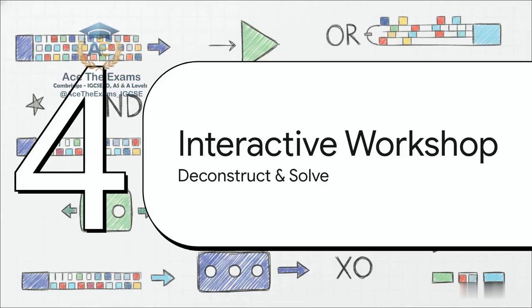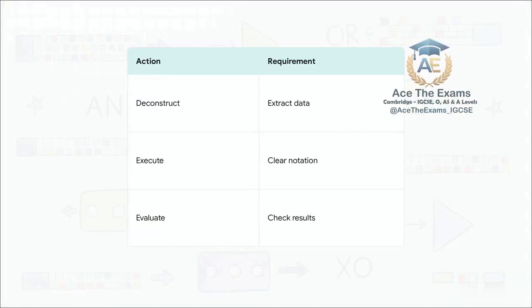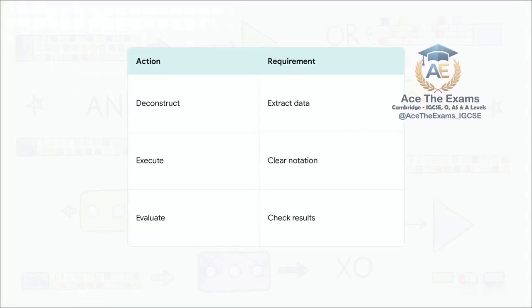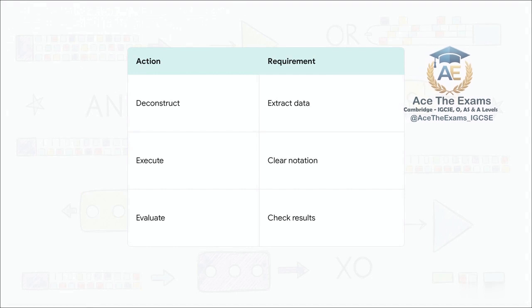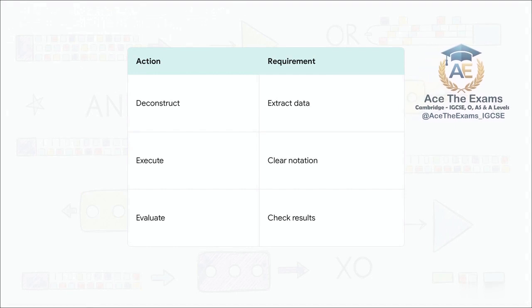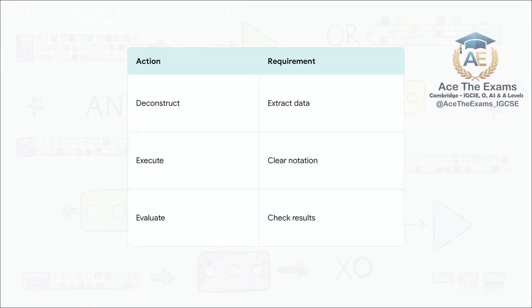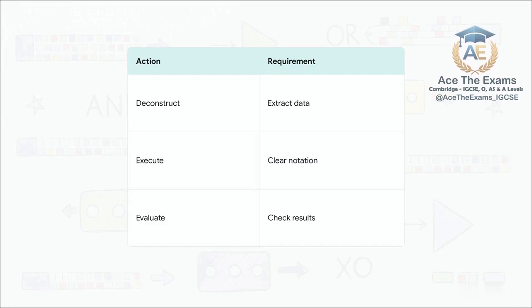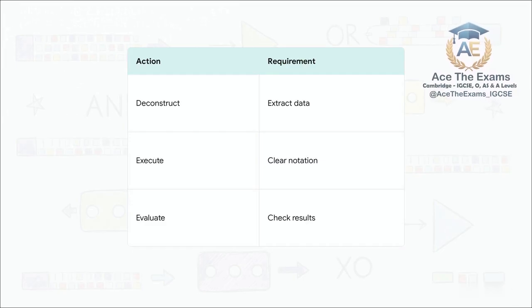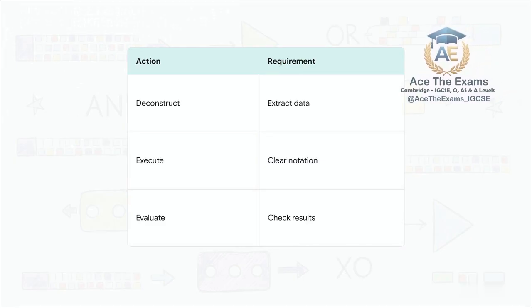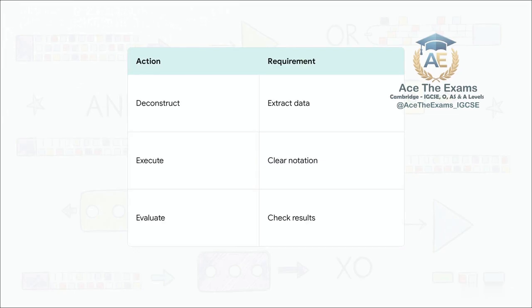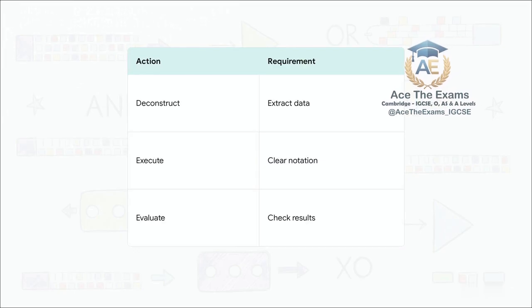Section 4, the interactive workshop. Deconstruct, solve, evaluate. Okay, I want you to mentally engage with this process right now. Imagine a 60-second timer counting down in your head. When you're sitting in the exam hall and you see a complex data source or a really dense paragraph explaining a hardware control system, your brain needs to instantly snap into this matrix. You first deconstruct. This means you extract the relevant data, like the initial register states, and you select your analytical framework. Then you execute. You use clear notation, making absolutely sure you write out your binary or hex correctly.